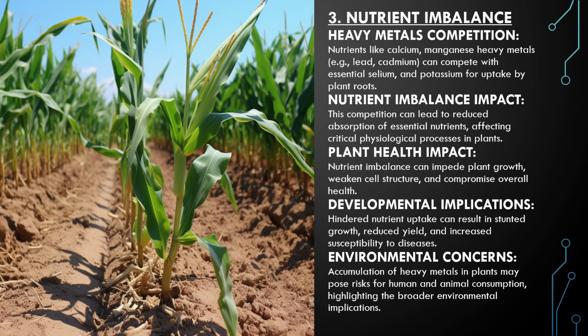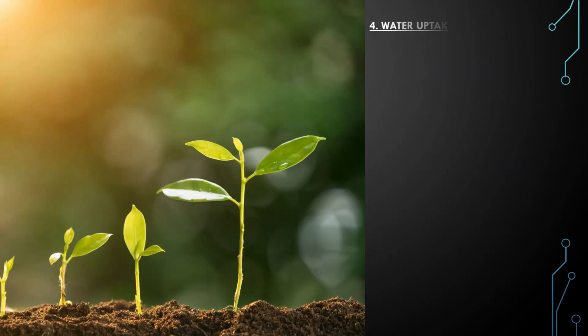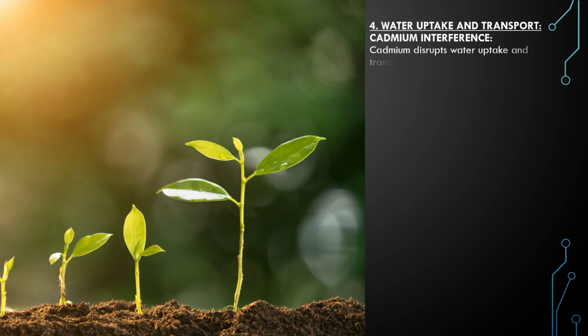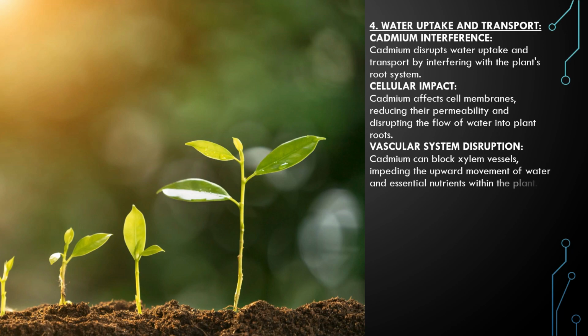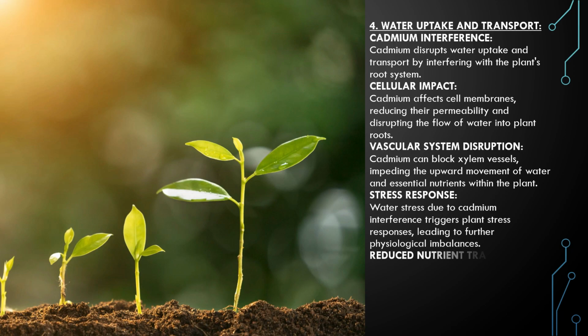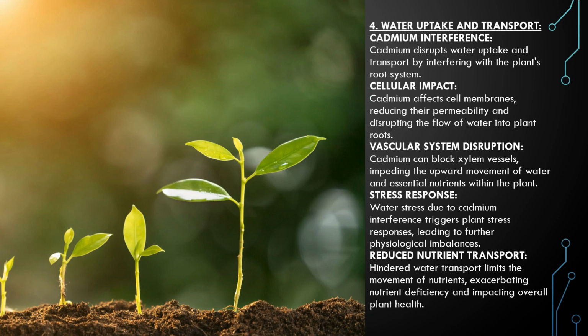Environmental concerns. Accumulation of heavy metals in plants may pose risks for human and animal consumption, highlighting the broader environmental implications. 4. Water uptake and transport. Cadmium interference. Cadmium disrupts water uptake and transport by interfering with the plant's root system. Cellular impact. Cadmium affects cell membranes, reducing their permeability and disrupting the flow of water into plant roots. Vascular system disruption. Cadmium can block xylem vessels, impeding the upward movement of water and essential nutrients within the plant.